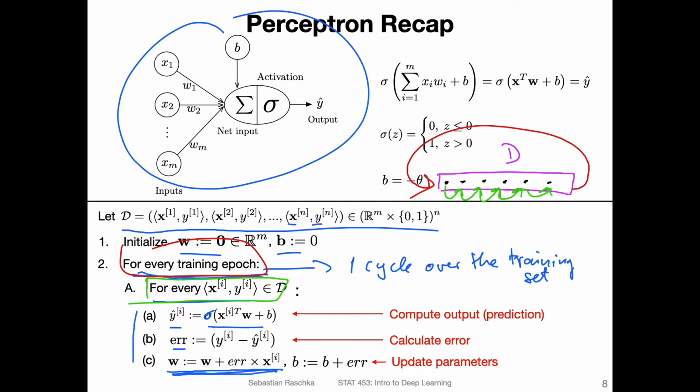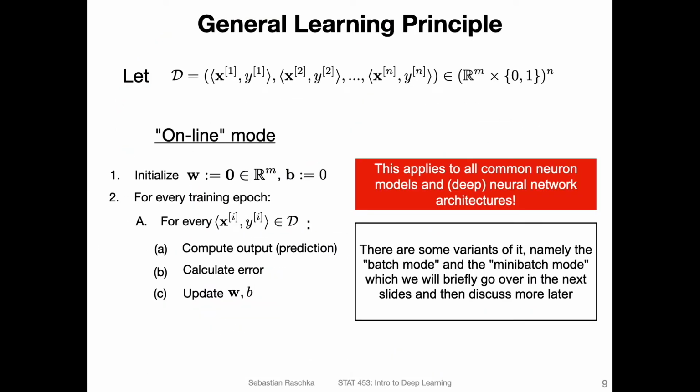So again, in green, if I go to the first example, based on that I compute y hat, compute the error, and then update w, the weight vector, and the bias unit. If I have done that, I will go to the second training example and do the same thing again. So I update after each data point. And this is called the online mode.